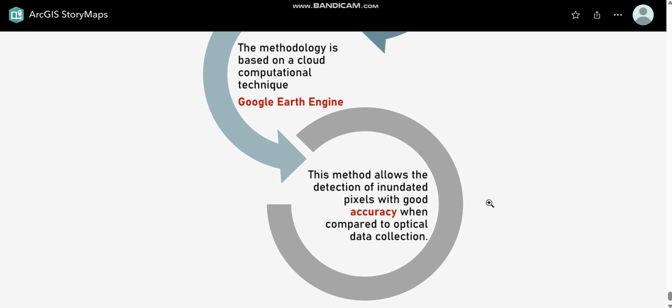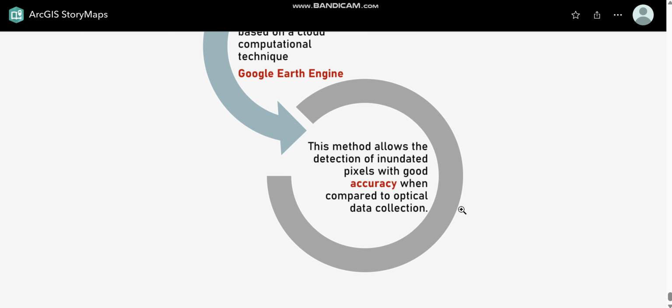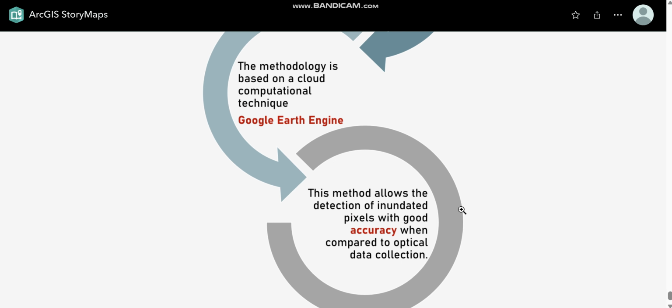The method allows the detection of inundated pixels with good accuracy at day and night time, and in adverse weather conditions also, which is very important for the governance and disaster risk management of any city. This will also help in the sustainable development of cities and basins, and in well-informed agricultural practices, so that we can keep track of the reservoir conditions also.